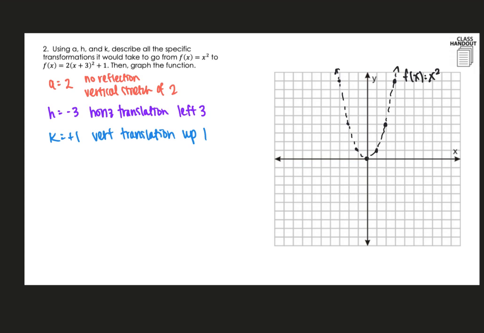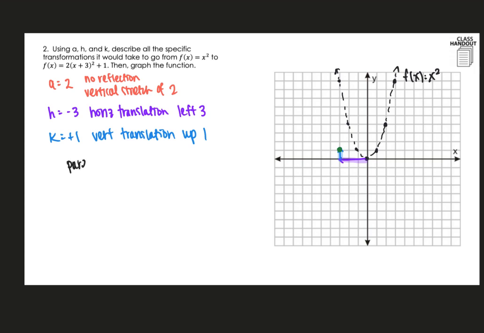Okay, so now I'm going to go ahead and graph my vertex. So from my vertex, I'm going to do my translation. So I'm going to go left 3, and then I'm going to go up 1. And I'm going to go ahead and plot my vertex. And then from here, I'm going to use the a value to graph the rest of my points.